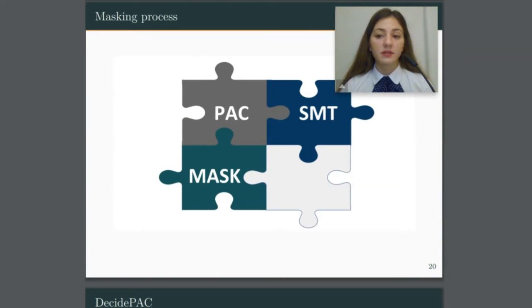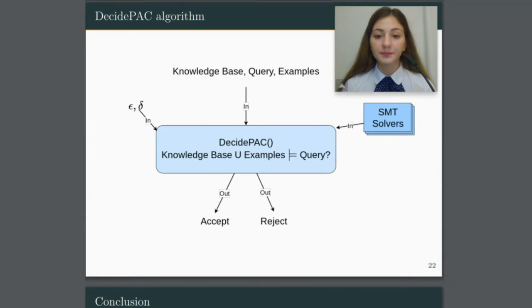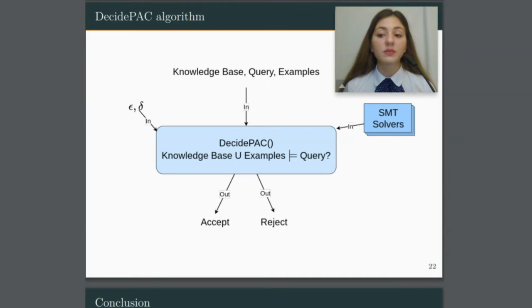These were the main components of our algorithm. Now we will briefly explain how these fit together. As input, we have the PAC-free parameters epsilon to set the error rate and delta for the confidence rate, the knowledge base, which is a set of constraints, the query we intend to decide, and a set of partial observations, where the masking process has been applied beforehand. Additionally, we plug into our algorithm the SMT solver corresponding to our language domain of interest. The algorithm returns accept if the query holds with at least 1 minus delta validity and reject otherwise.